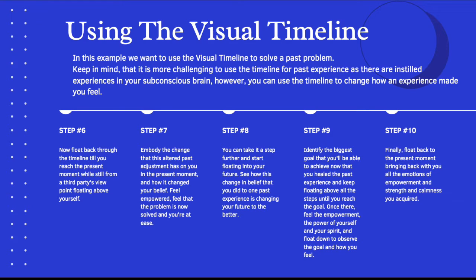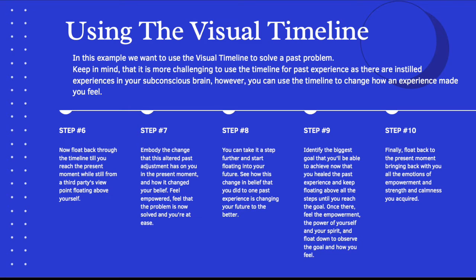Once you get there, feel the empowerment again, embody it, the power of yourself and your spirit, and float down into this goal that you're now able to achieve because you changed how you felt and what emotions and thoughts you had in that past experience. This goal that now you're able to achieve, float down and observe it. Observe the goal. Observe how you feel. Feel yourself being so empowered now that by changing one thing in your past, you changed your entire future.